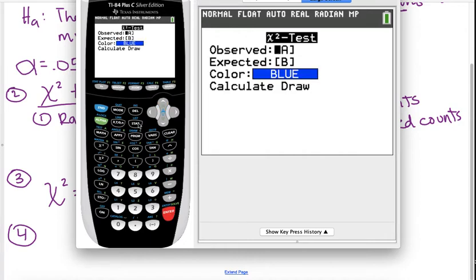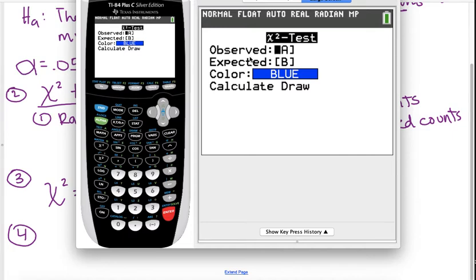When I select this, notice that it's not asking for a list. This is now asking us to pull up our observed and expected matrices. And so we have to actually store this in a table, so we won't be storing this in a list. This is something you need to practice, making sure that your calculator is doing this too. So grab a calculator, make sure that you're following along.